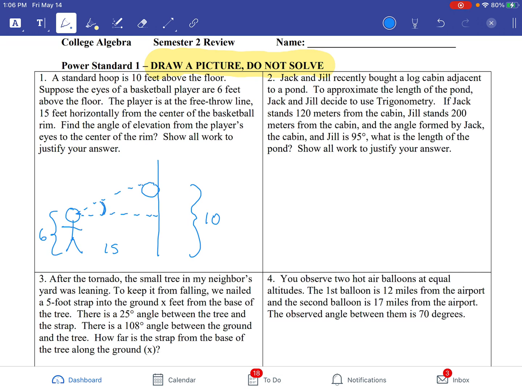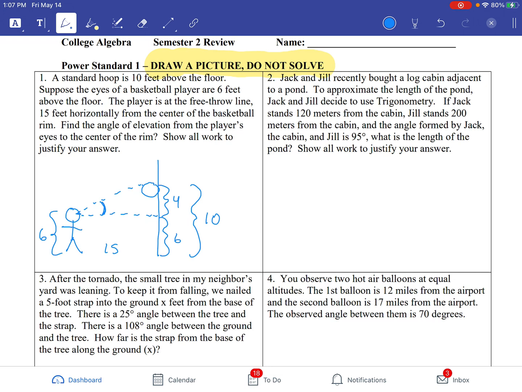Now the distinction comes in the fact that although the top of the hoop is 10 feet, we recognize that this is 6, which means this is 4. That's an important piece for your triangle. All right, there you go. You've just drawn the picture to understand how this works.